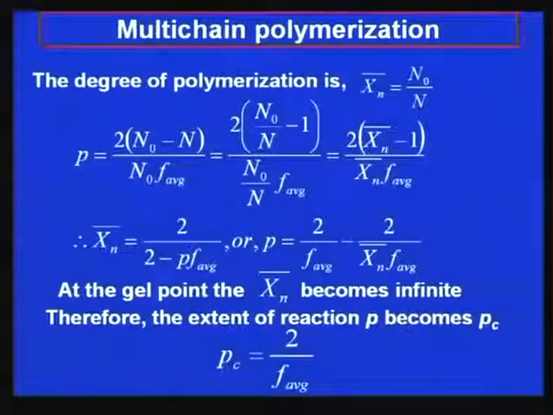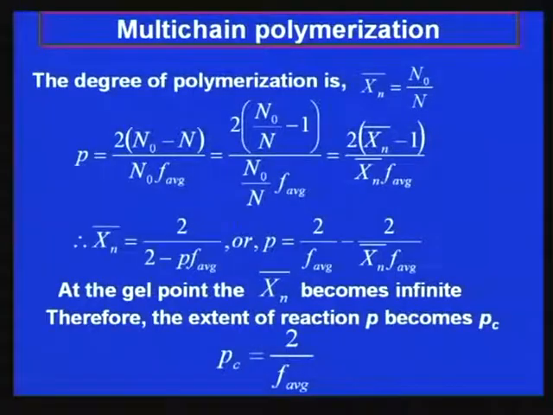But along with some bifunctional monomer, if you take a trifunctional monomer or a tetrafunctional monomer, then the polymer product obtained from that polymerization will no longer remain a linear polymer. The polymer molecule will contain more than two ends, more than two chains. That is why it is called multi-chain polymerization. Am I clear?